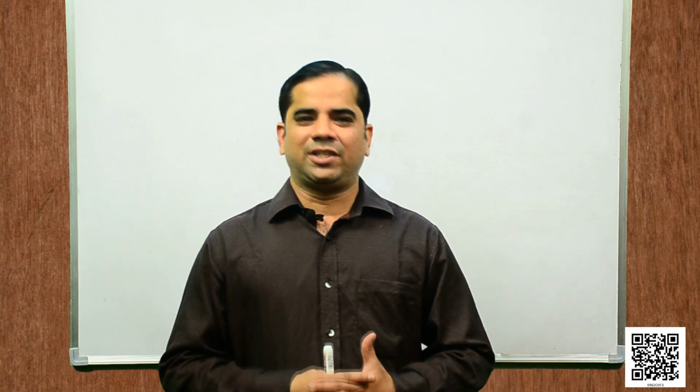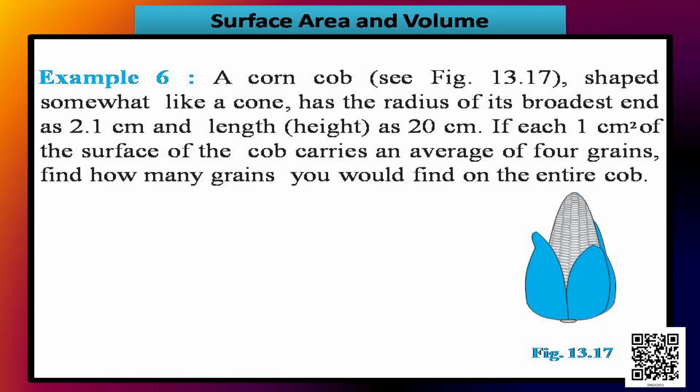Students, let us now discuss example 6. It says a corn cob, as you can see in figure 13.17, shaped somewhat like a cone, has the radius of its broadest end as 2.1 centimeter and length, that is height, as 20 centimeter. If each 1 centimeter square of the surface of the cob carries an average of 4 grains, find how many grains you would find on the entire cob. Okay. Let us now discuss the solution.